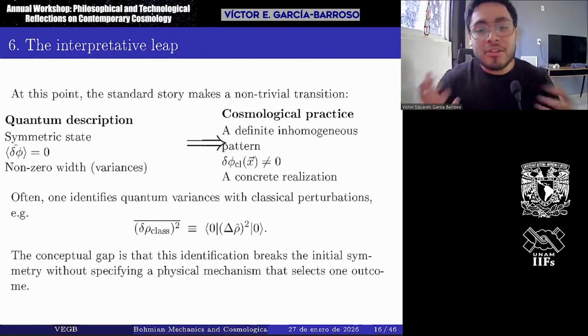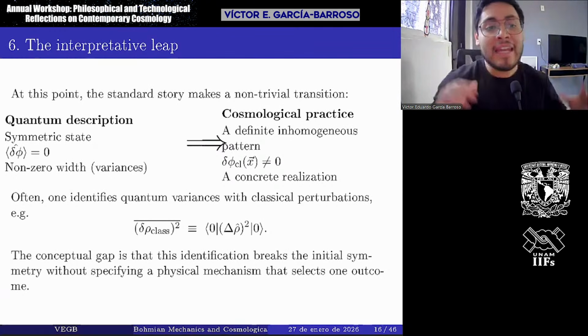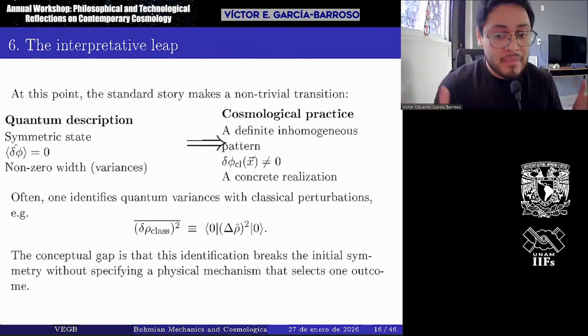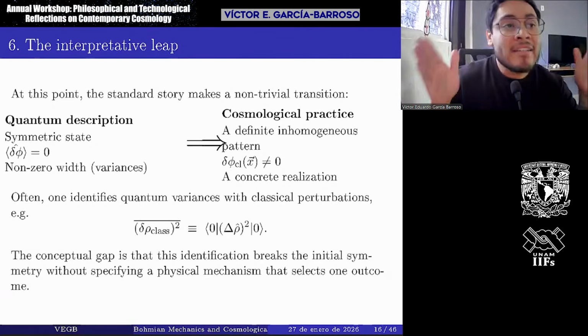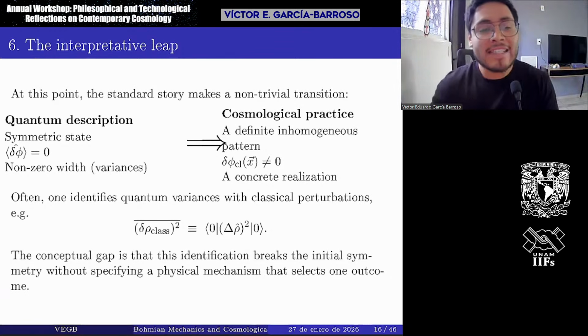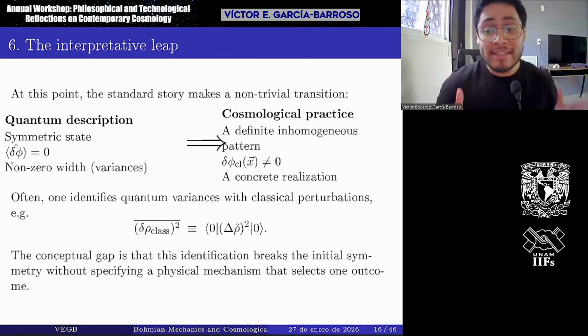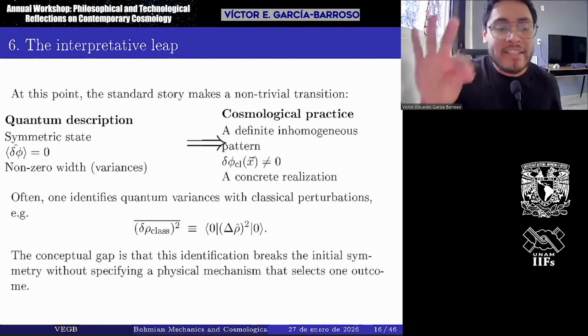And this led us to the interpretative leap in standard cosmology. On the left, we have the quantum description, a symmetric state with zero mean. On the right hand, we have cosmological practice, a specific universe with lumps and bumps. Standard textbooks often identify quantum variance with classical inhomogeneities. But this is a huge conceptual jump. It breaks the symmetry without providing any physical mechanism to select which outcome happens.